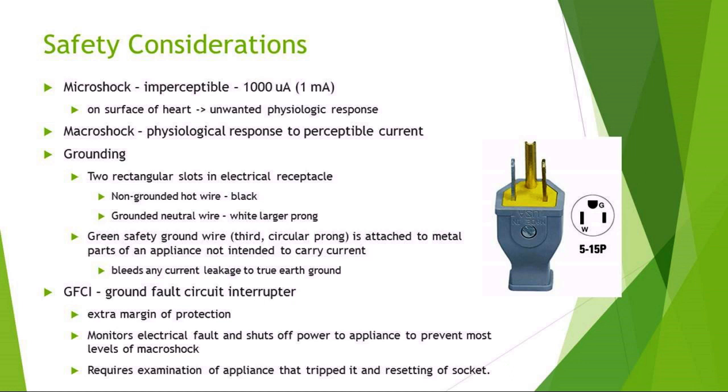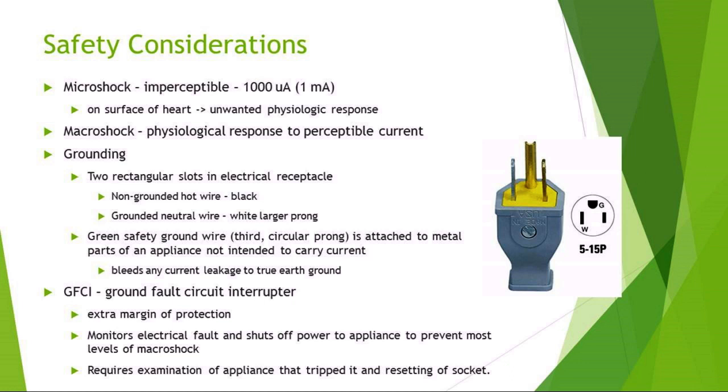So you want to make sure your electrical devices are grounded and you're using a grounded electrical outlet. You don't want to use those cheater plugs or anything and you don't want to use extension cords. You want to make sure that you're plugged in directly to a grounded outlet. If you're anywhere near a water source, like if your treatment rooms have sinks in them like ours do, you want to have ground fault circuit interrupter outlets, which are an extra margin of protection. The GFCI monitors for electrical fault and it shuts off the power to prevent macro shocks.